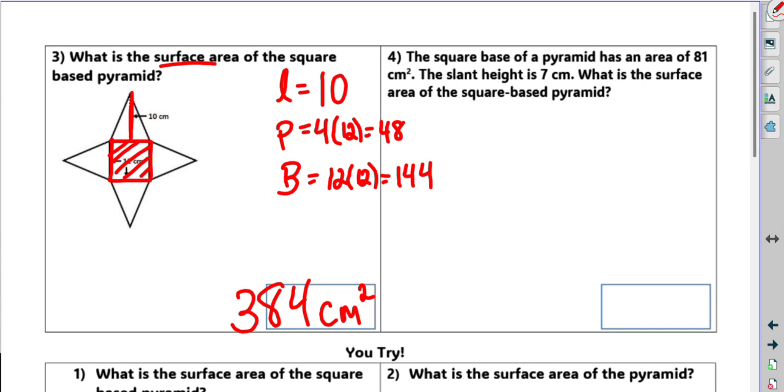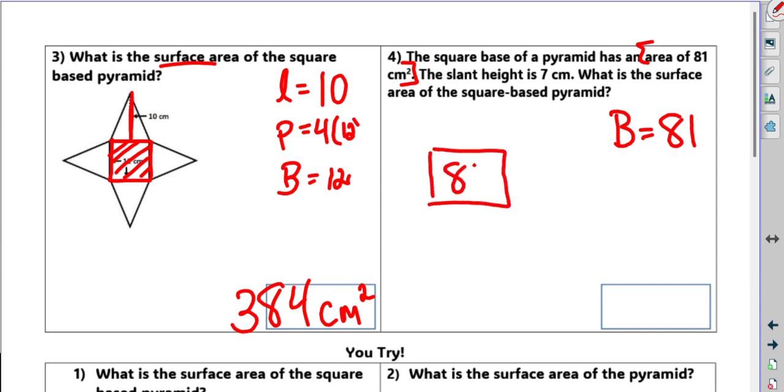Last one. We have a square base pyramid. The square base of a pyramid has an area of 81 centimeters squared. So that's the area of the base. That's saying that B is 81. I'm actually going to draw that picture too. I'm going to draw that square and label that as 81 inside. That's the area. Slant height is 7. What's the surface area? So we really just need one more part to that.